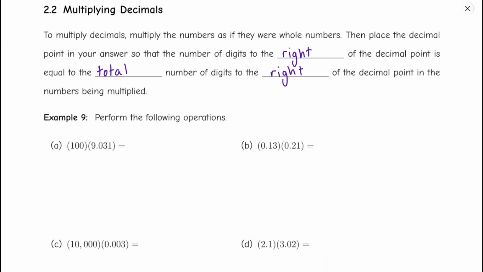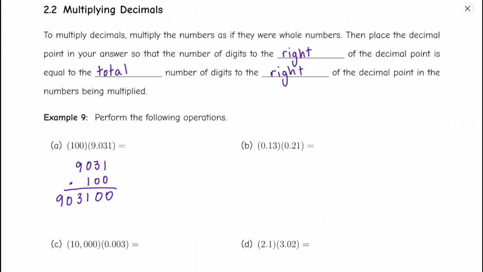So first off, I'm going to do 100 times 9.031. So that's 9,031 times 100. Now, I hope you remember that when multiplying by a power of 10, you just add that many zeros. So we get 903,100.